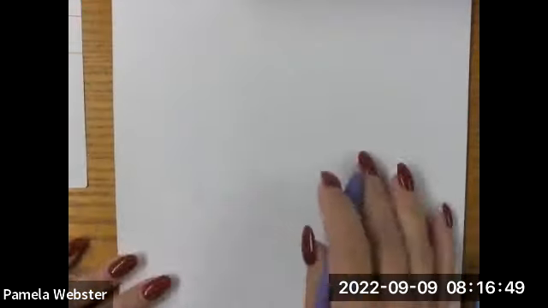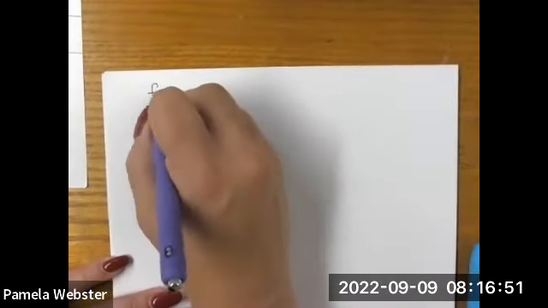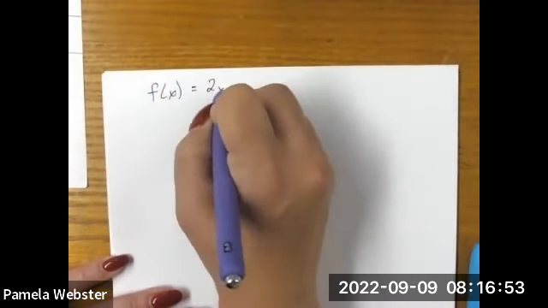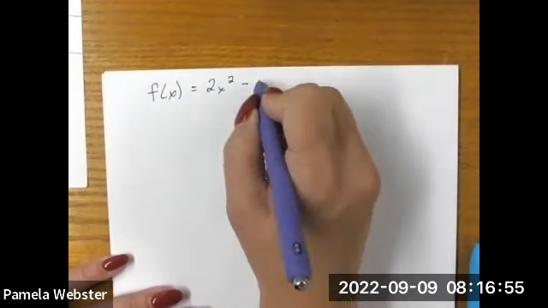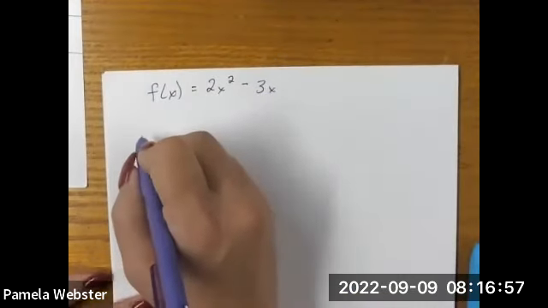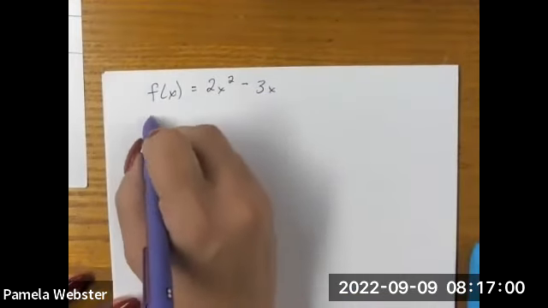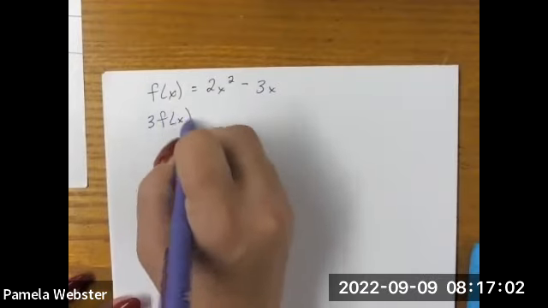How about, I'm going to rewrite my thing here. My function was 2x squared minus 3x. How about if it was 3f of x?